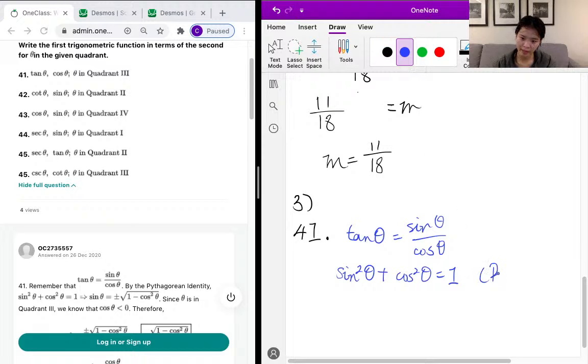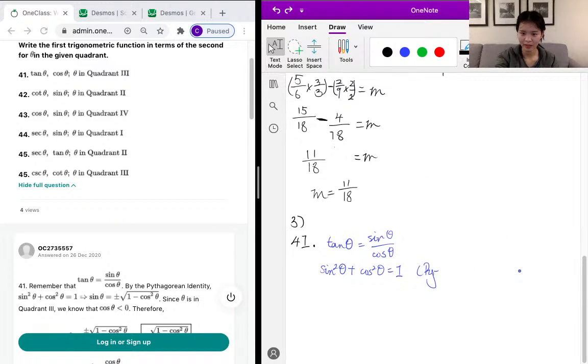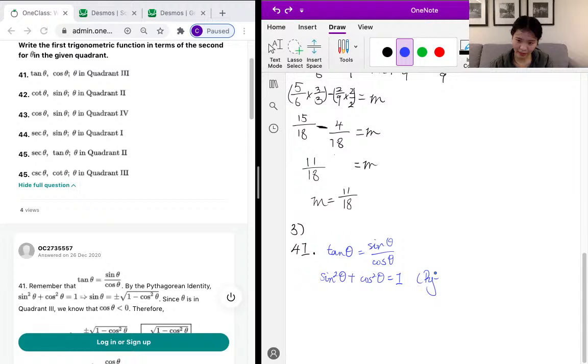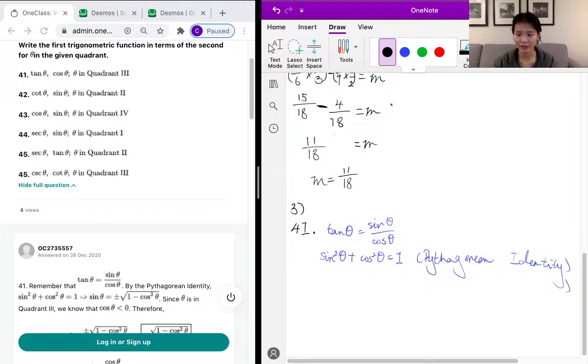So this is our Pythagorean identity. I always spell Pythagoras wrong for some reason. Okay, Pythagorean identity. This is actually the most commonly used Pythagorean identity out of 3. So you probably have seen it somewhere, and if you haven't, here you go. Okay, so this is the next thing we should use.